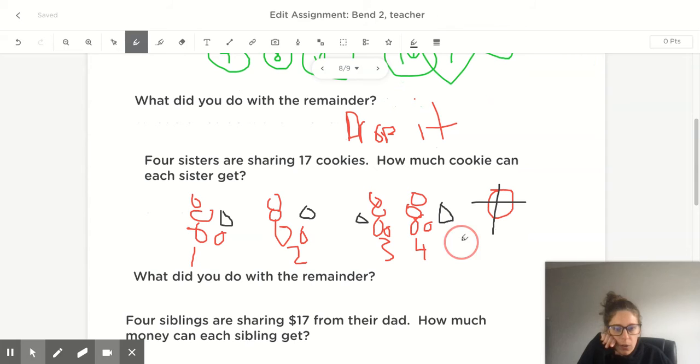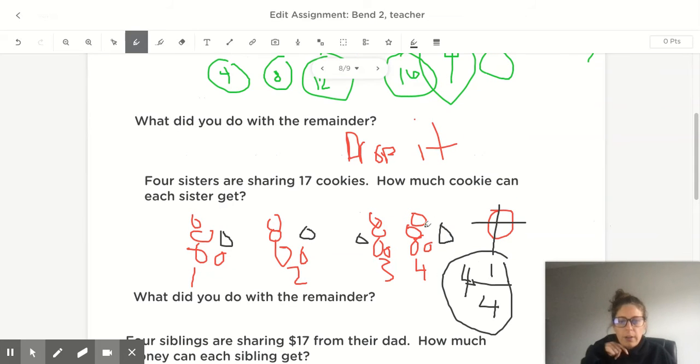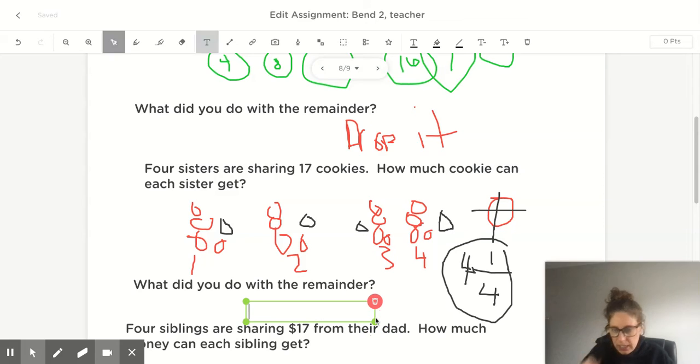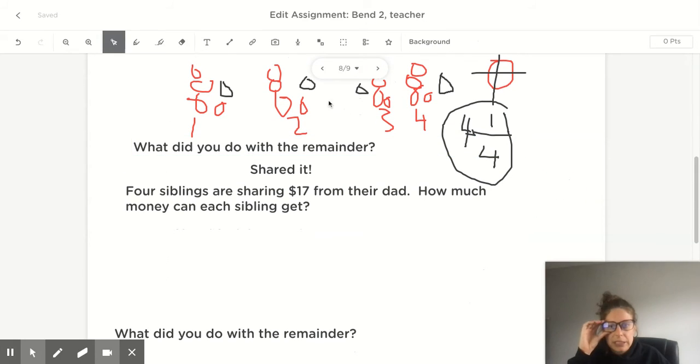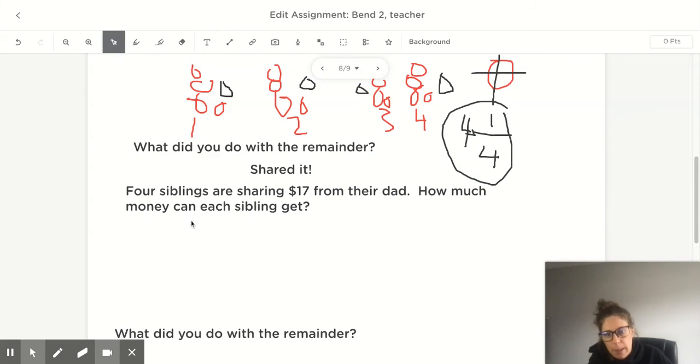They get 4 whole cookies plus 1/4 of a cookie. So they get 4 and 1/4 cookies, because that last cookie they took, split it into 4ths, gave each sister 1/4. So I shared that remainder. I shared it with a fraction. Sharing it with a fraction is not the only way to deal with a remainder that you need to share. So let's think about this next problem.